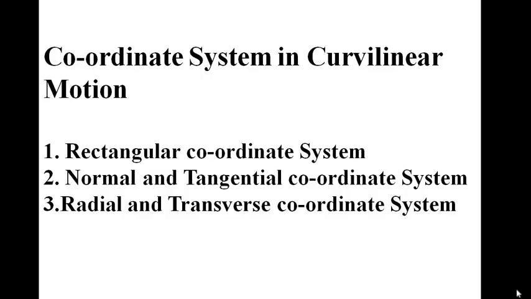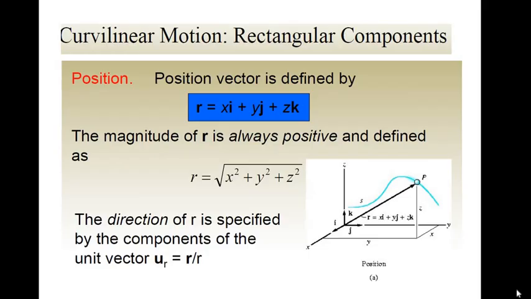In curvilinear motion, there are mainly three coordinate systems which describe the motion of a particle along a curve. First one is the rectangular coordinate system, second one is the normal and tangential coordinate system, and third one is the radial and transverse coordinate system. Now first, the rectangular coordinate system.